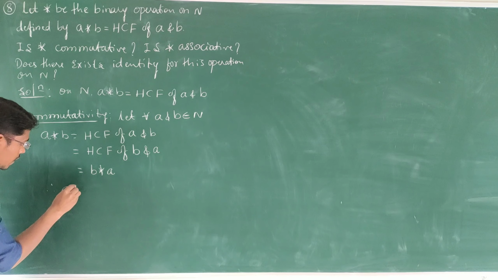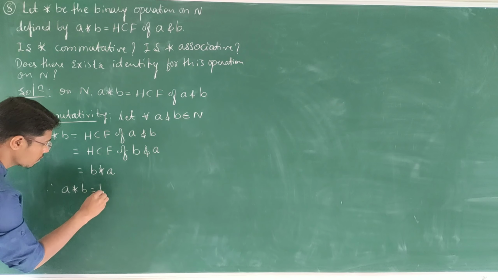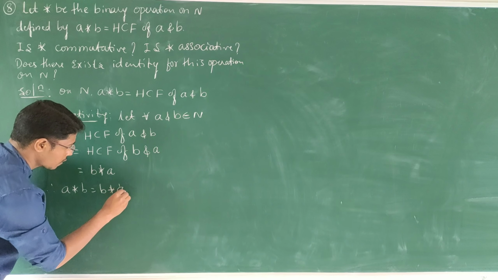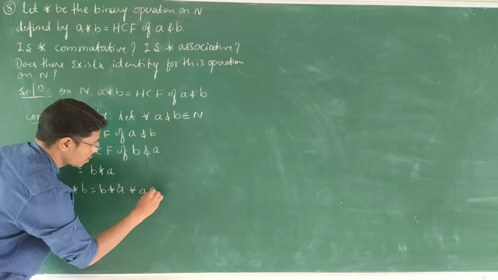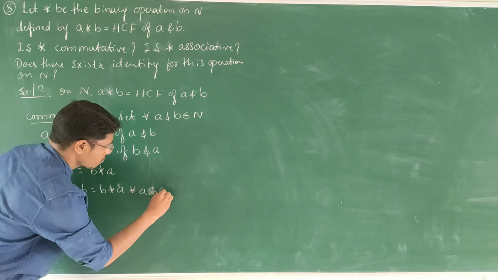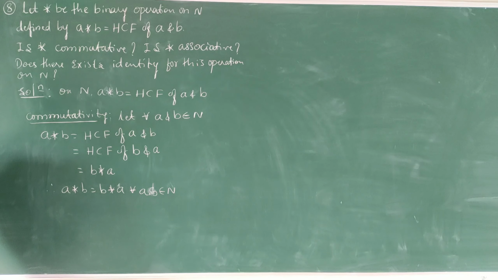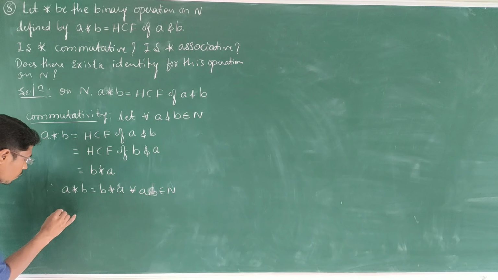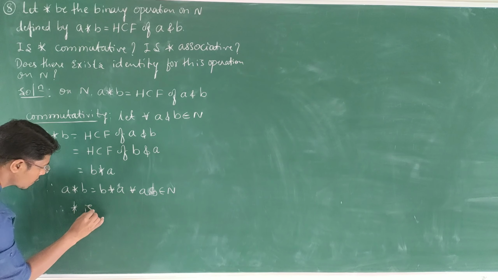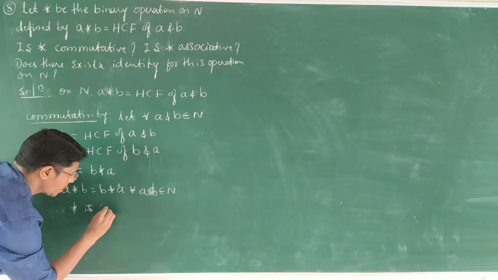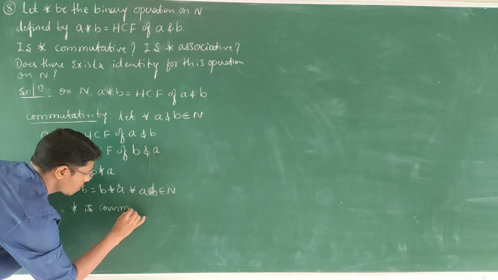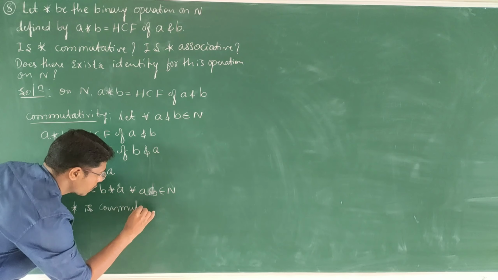Therefore A star B equals B star A for all A, B belonging to the set of natural numbers. Therefore star is commutative on N, on the set of natural numbers. Next, associativity.